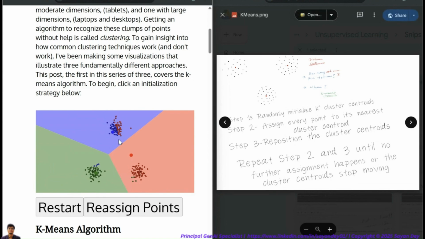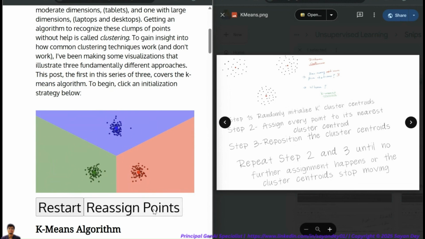Now with respect to this new centroid placement, which we just updated in the previous step, you again try to see which points are closest to green, which points are closest to blue, and which points are closest to red. So reassign points. Look at the magic. Now all these are part of green, all these are part of blue, all these are part of red. Now click on update centroids. That's it. So step 3 completed.